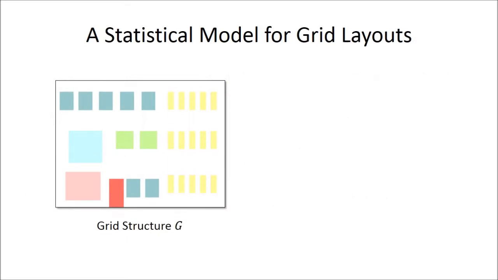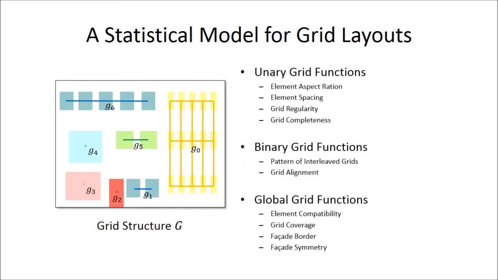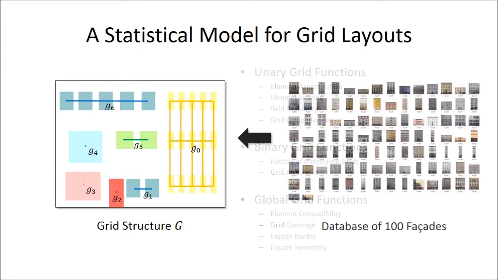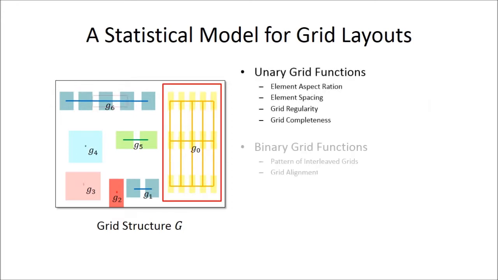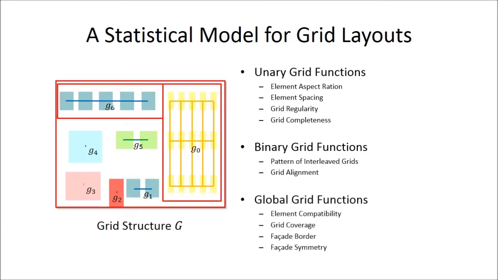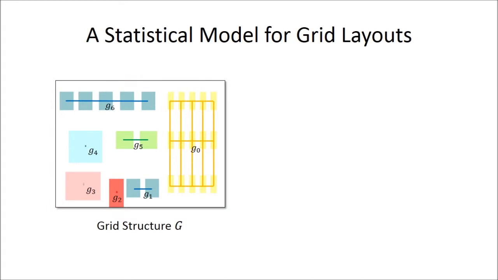For our statistical model, we define a set of attributes that determine grid structures that we consider as good grid structures. We learn the distributions over the attributes from a dataset of example facades. Then we use them to score the quality of input grid structures. We consider scoring functions defined by the properties of one single grid, by relationships between two grids, as well as global properties of the facade. Then we combine them into one unified statistical model using a factor graph.